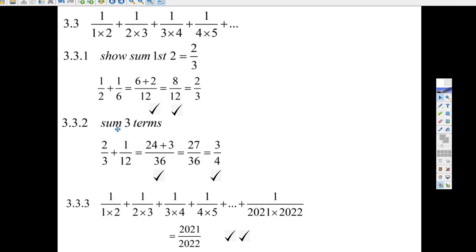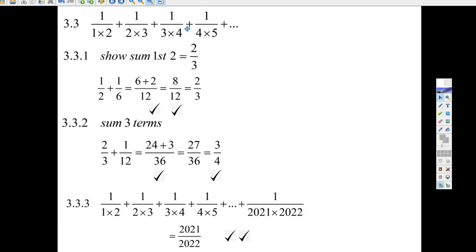Ooh, that's interesting. Let's find the sum of the first three terms. Well, we take 2/3 and add 1 over 3 times 4. That's 1/12. Well, I'm going to do my cross-multiplying thing again. 24 plus 3 is 36. 27 over 36, that's 3 times 9 over 4 times 9. That's 3/4. Hey, it equals 3/4.